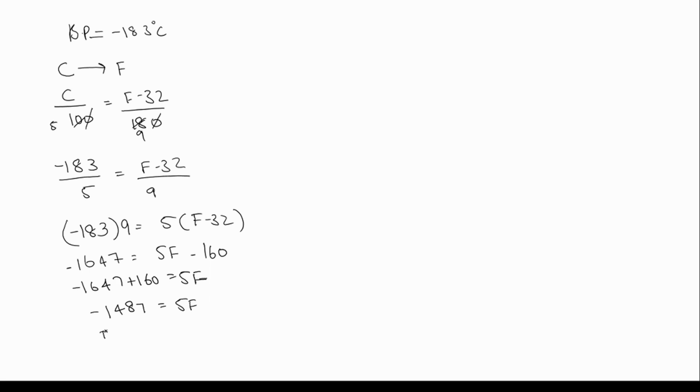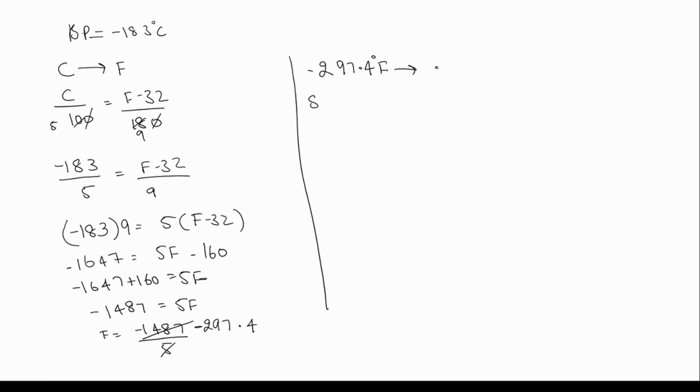So the temperature in Fahrenheit is equal to minus 1487 by 5. They're asking for the approximate value. So you will get it as minus 297.4 or something. But you can approximate it to minus 297 degrees Fahrenheit. So the option is B.